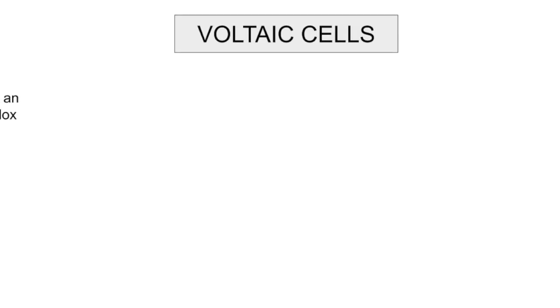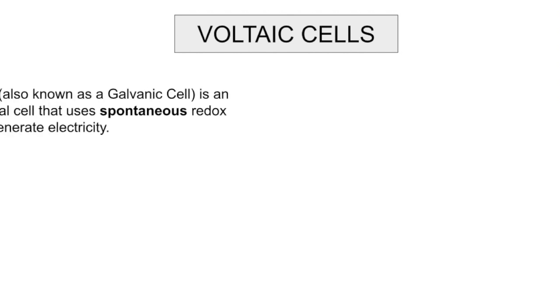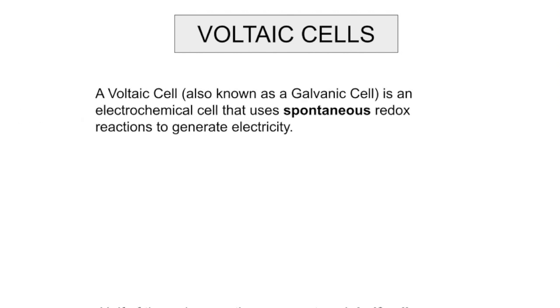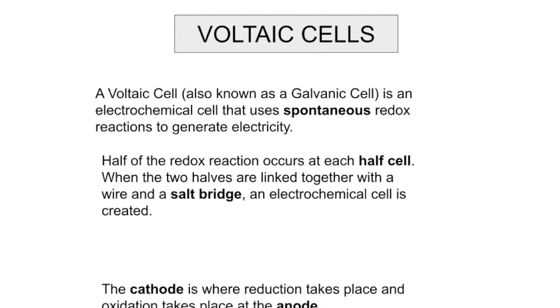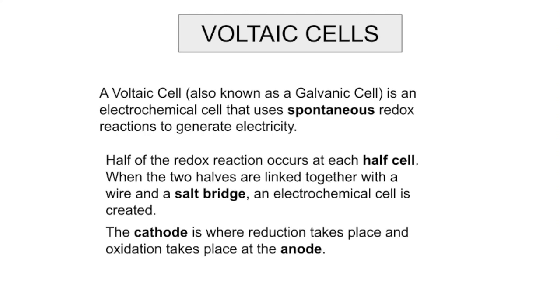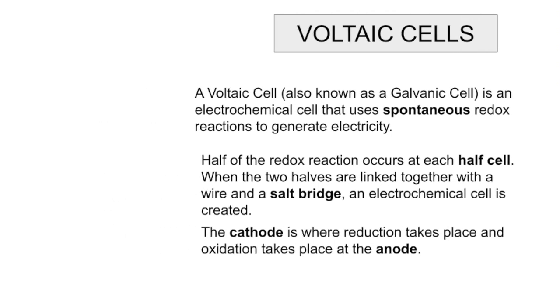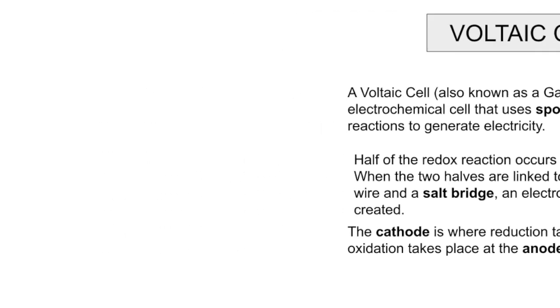Voltaic cells, or galvanic cells, are spontaneous electrochemical cells which use redox reactions to generate electricity. Composed of two half cells and a salt bridge, the voltage generated is always positive due to the reaction being spontaneous. With the cathode and anode each making up half of the reaction, oxidation and reduction can occur.